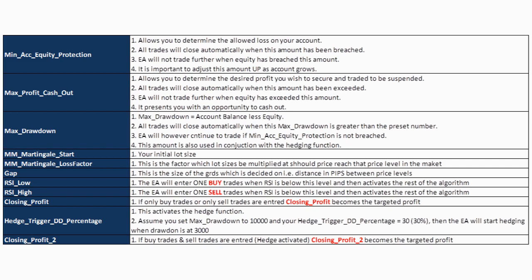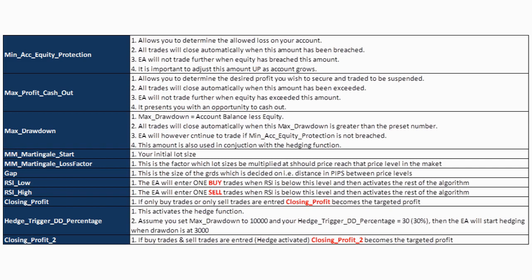So if you look at point number 2 under the minimum equity protection, it says all trades will be closed automatically when this account level has been reached. So let's say you started with $10,000. If the market moves in a way that you are down to $9,000, all trades will be closed, and you will then not have any new trades opening up, right?